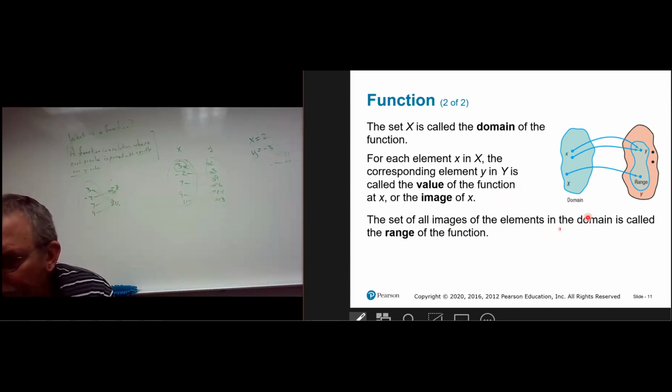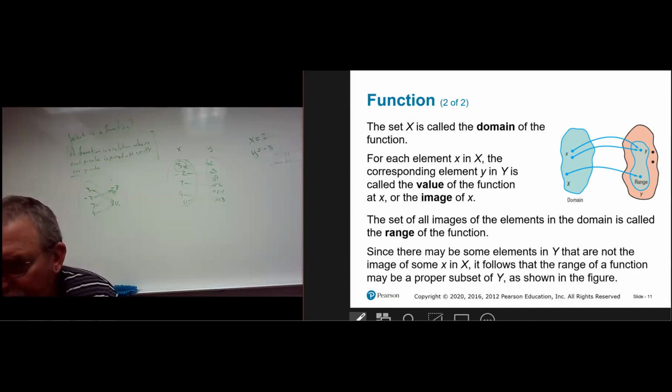So notice that they have two data points out here that are in the range, but they're not in the image. So that means that this range here is a subset, a proper subset, of the set Y. And that's the next thing they talk about here. All right, a proper subset means that everything in the set, like everything in the range, comes from the set Y, but not everything in Y is in the range.